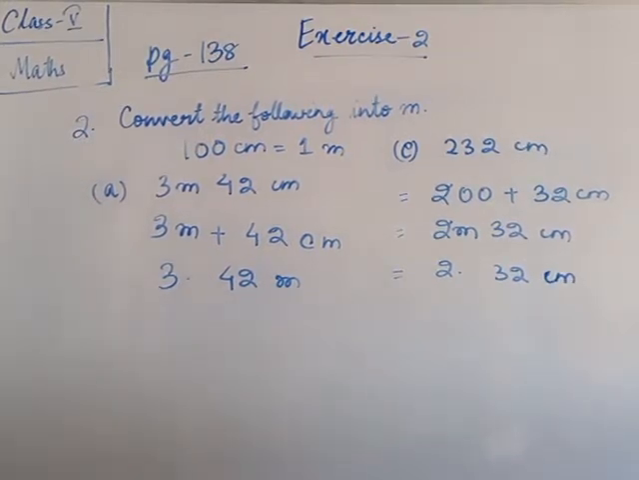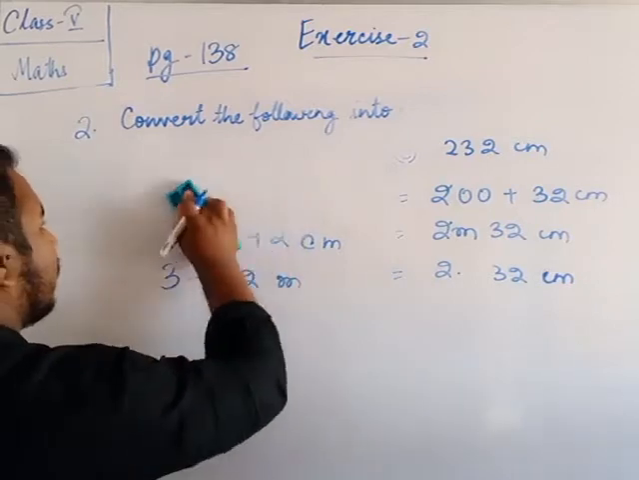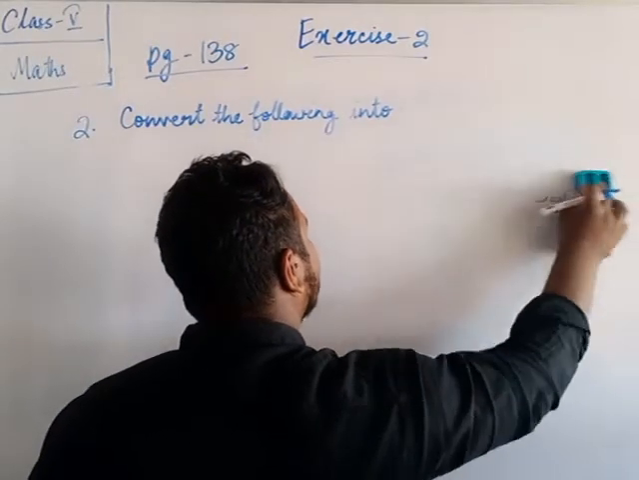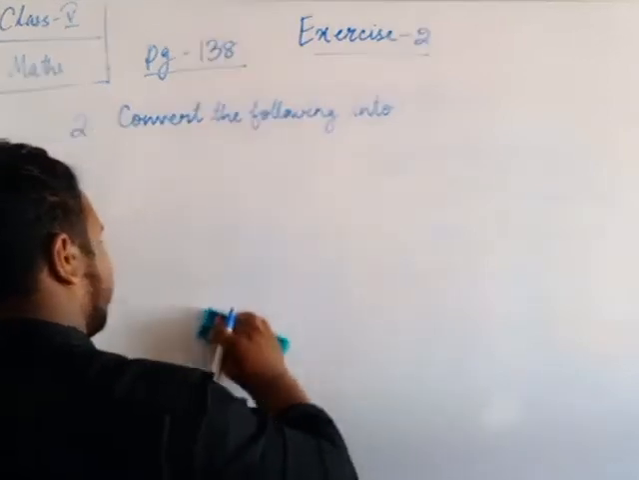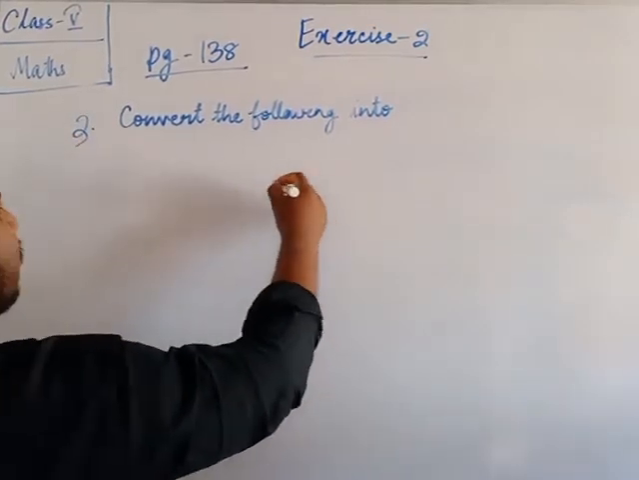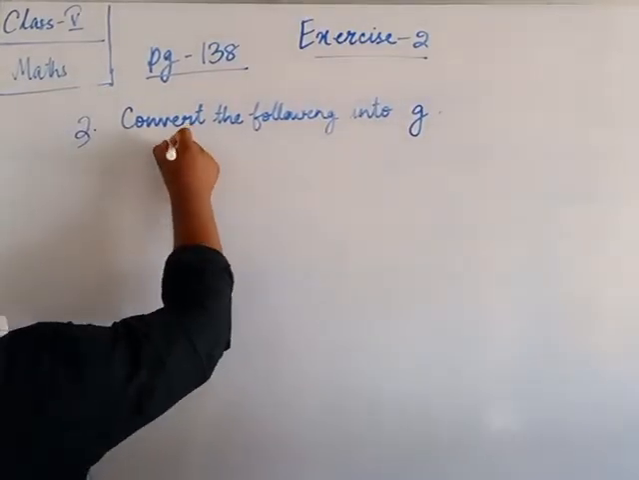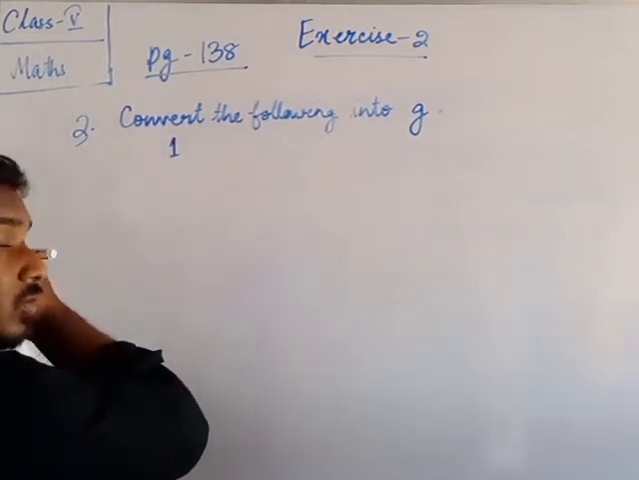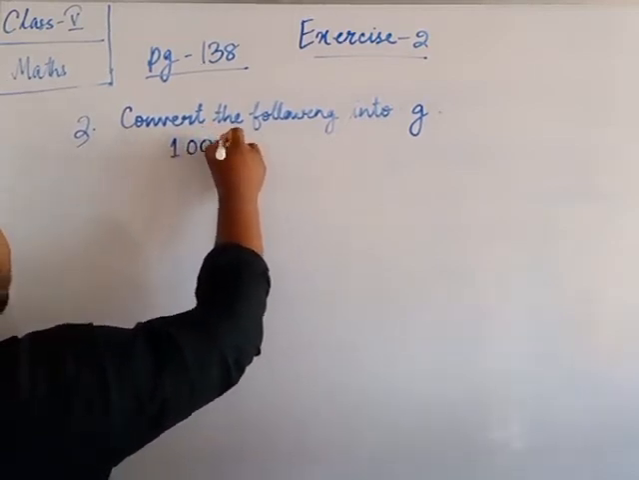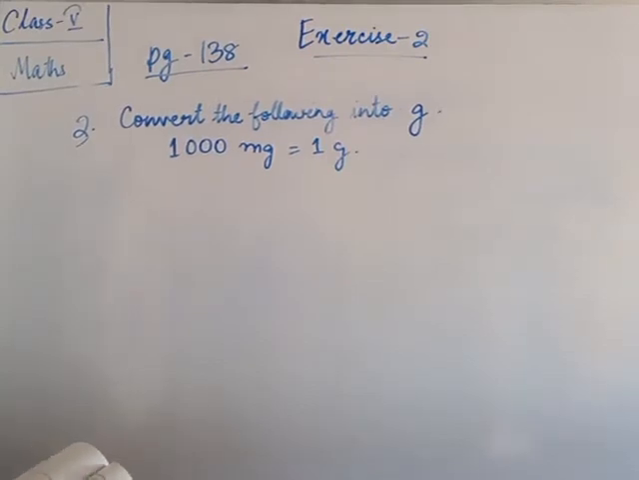Then 3 number, convert the following into grams. Remember, 1,000 milligram is equal to 1 gram.